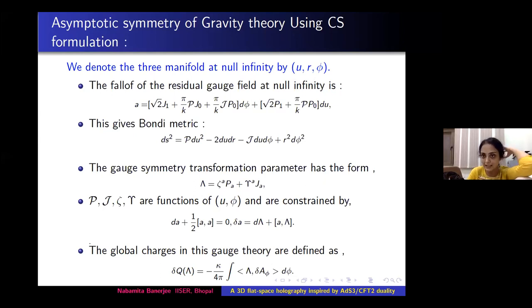For other cases, there is a little non-triviality, and the non-triviality simply comes from this relation. See, what you directly get out of this analysis is delta q. Okay? But to get the symmetry algebra, what you need is q.